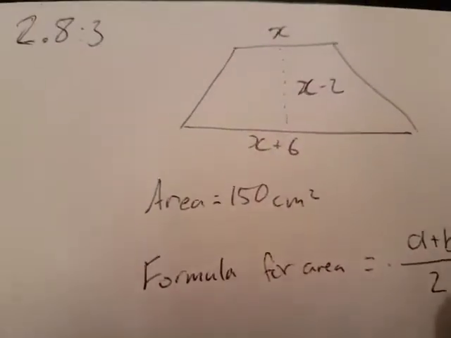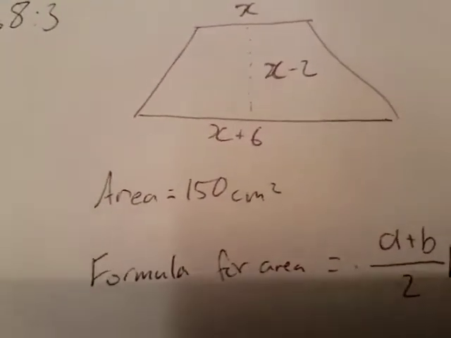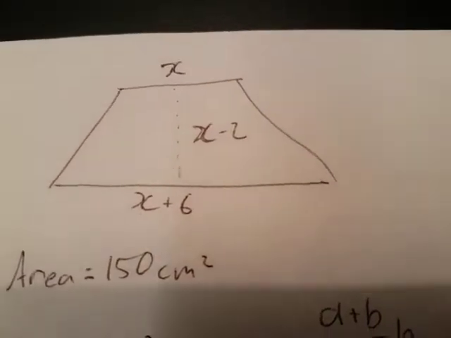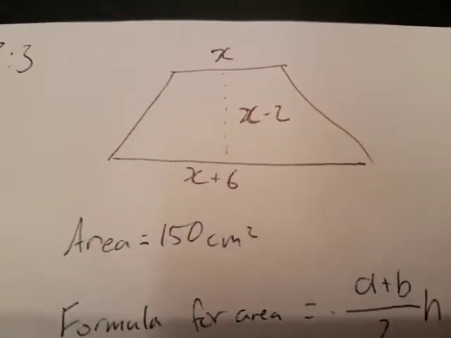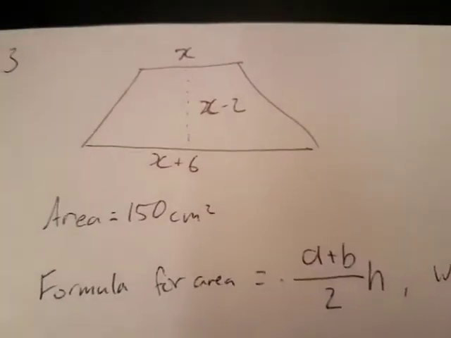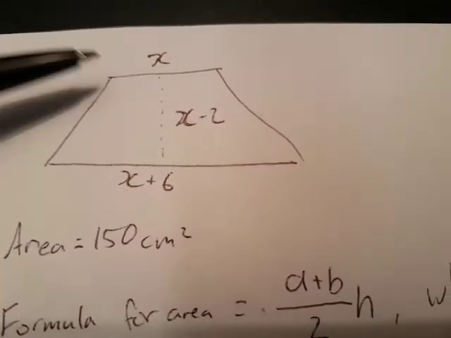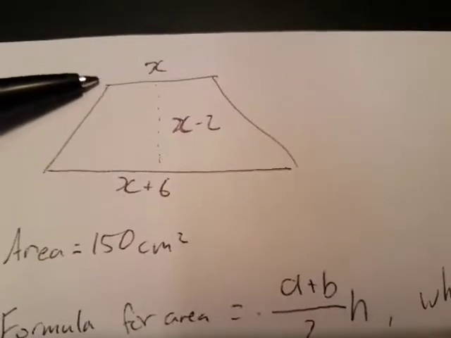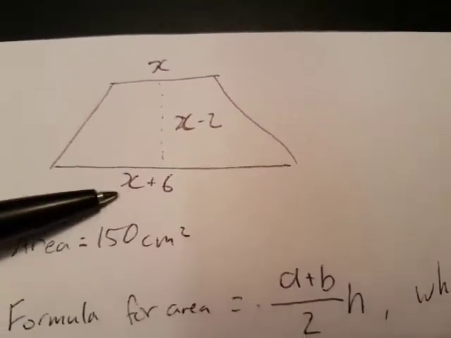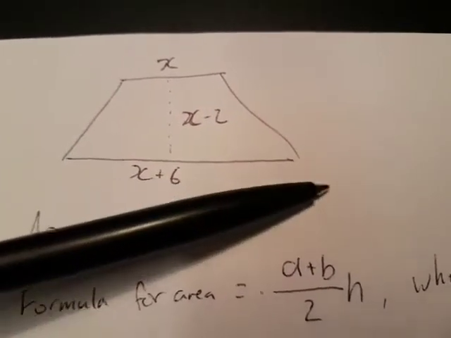Okay, so this is my solution for 2.83. Looking at it, they give us some dimensions for a trapezium, and so I filled them in here. We know that the two sides are x plus 6 and x. This x must be the smaller side because this one, x plus 6, will have to be larger.